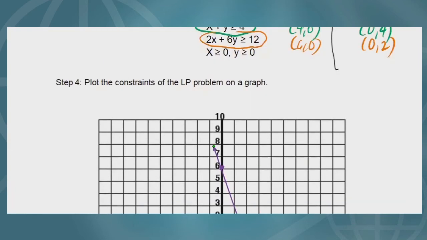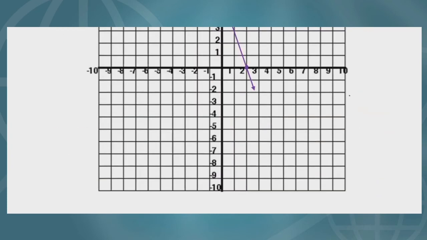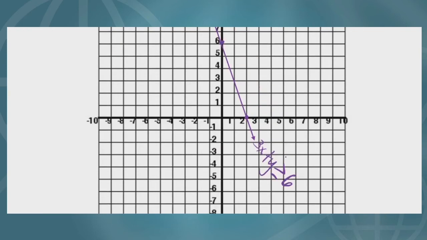So, 2, 0 and 0, 6. So, 1, 2, 3, 4, 5, 6. This one. Connect the 2 points because 2 points determine a line in geometry. Ayan. So, let us name this equation as 3x plus y greater than or equal to 6.